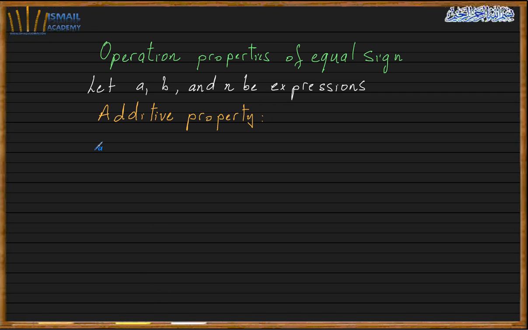So if A is equal to B, then if I add the same number to both sides, the equality stays the same. So that means they're not going to be different, or they're not going to be not equal. So it will be A plus N is equal to B plus N. So if I add the same number, you see it's still an equal sign.